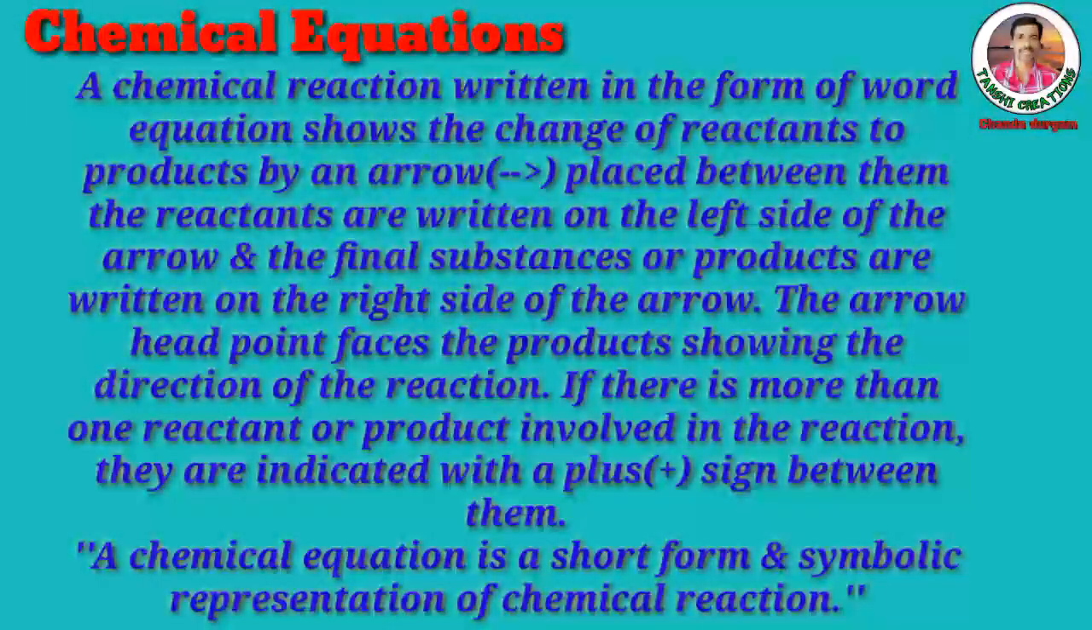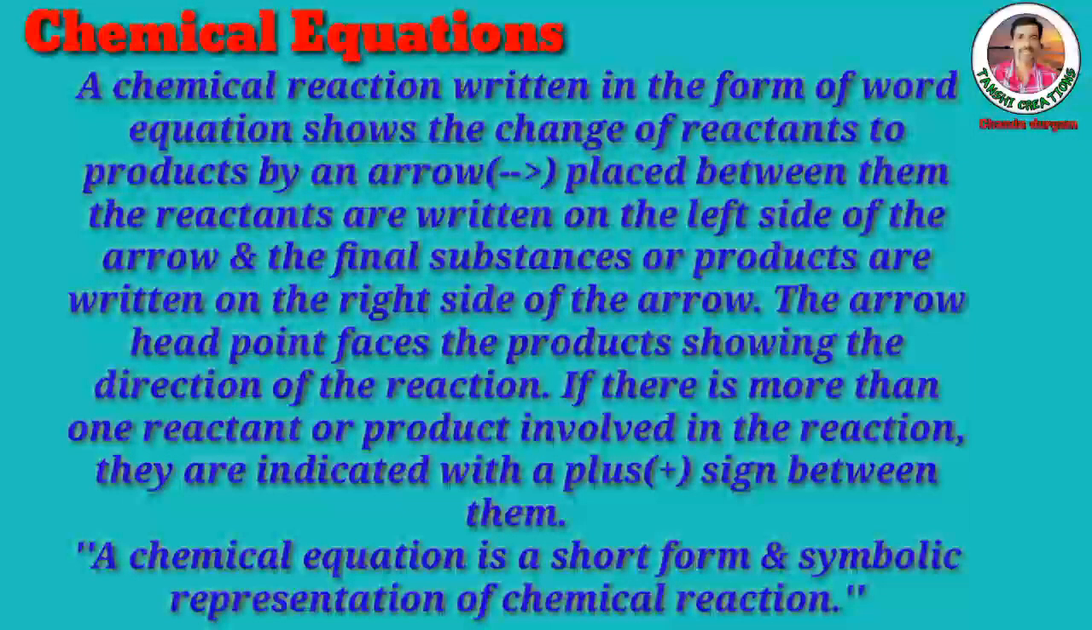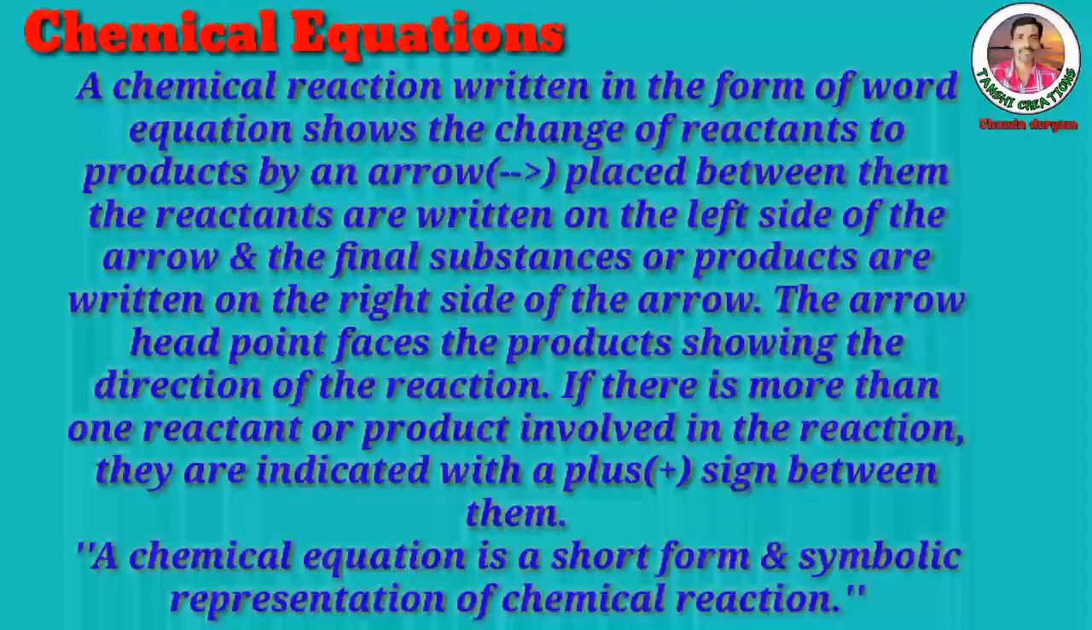A chemical reaction written in the form of a word equation shows the change of reactants to products by an arrow placed between them. The reactants are written on the left side of the arrow and the final substances, or products, are written on the right side of the arrow. The arrowhead points toward the product, showing the direction of the reaction. If there is more than one reactant or product involved in the reaction, they are indicated with a plus sign between them.